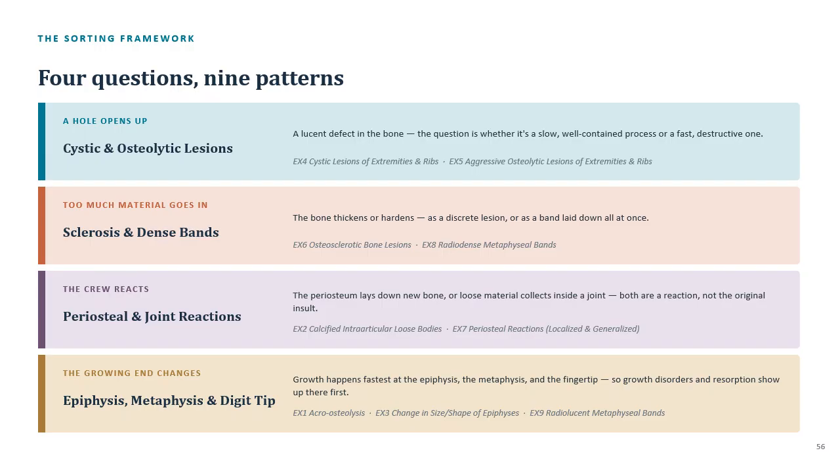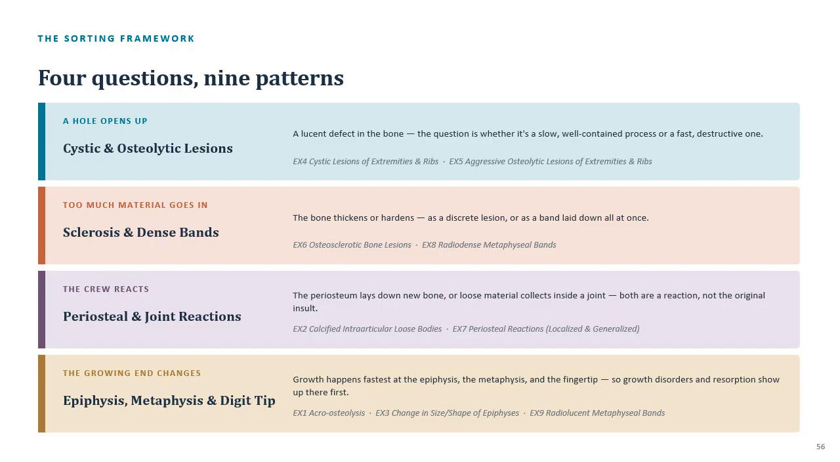So the first one, is there a hole in the bone? If there is a hole in the bone, we're thinking about whether it's cystic or whether it's osteolytic in terms of lesions. Then the radiologist or doctor has to decide, does it look like it's growing very slow and it's well contained, or is it looking more aggressive and destructive in nature?